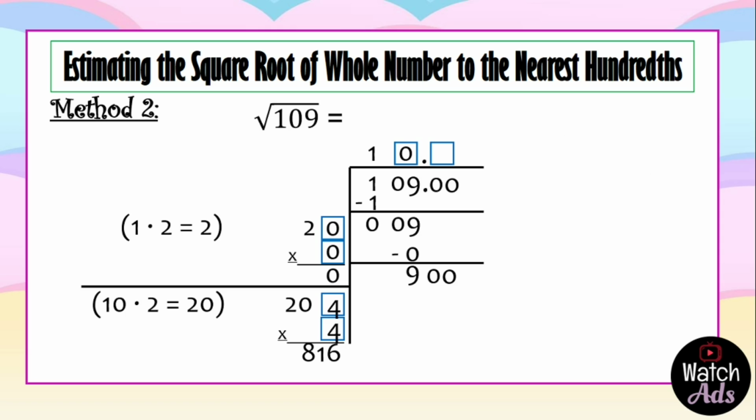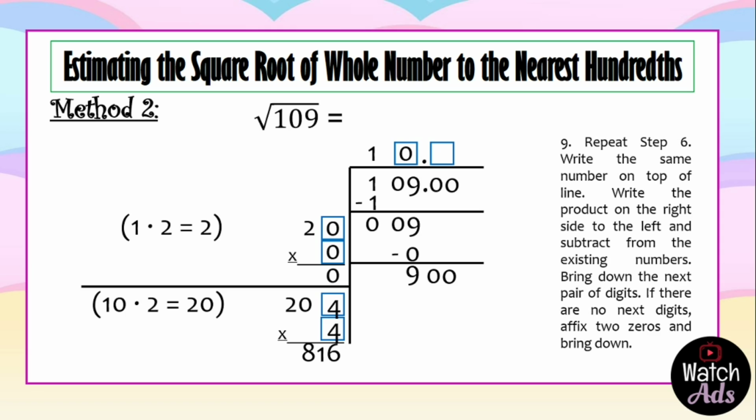Then we write the same number on the top of the line, that is 4. And then write the product from the left side to the right side. The product is 816, write it down and subtract it from 900. The answer is 84. Since we do not have extra digits, we have to affix 2 zeros and bring them down.